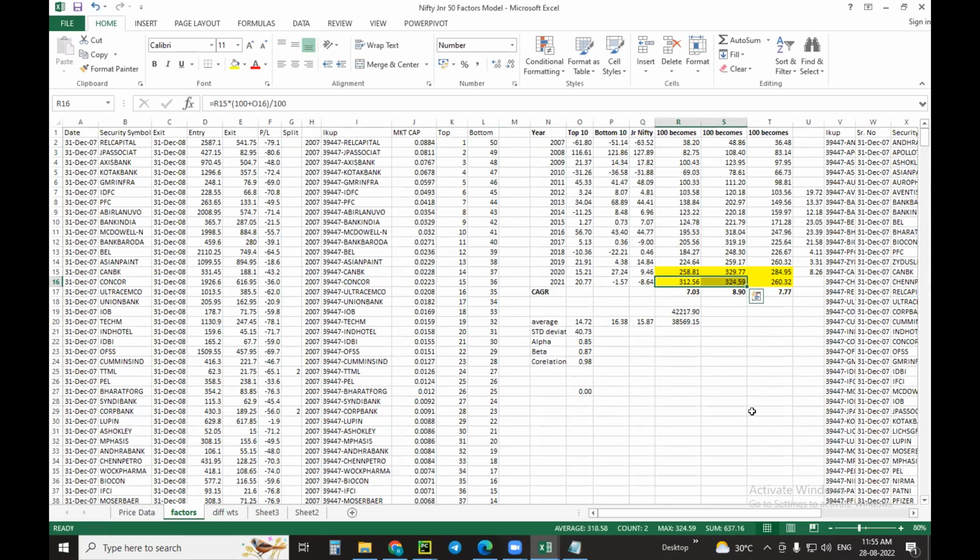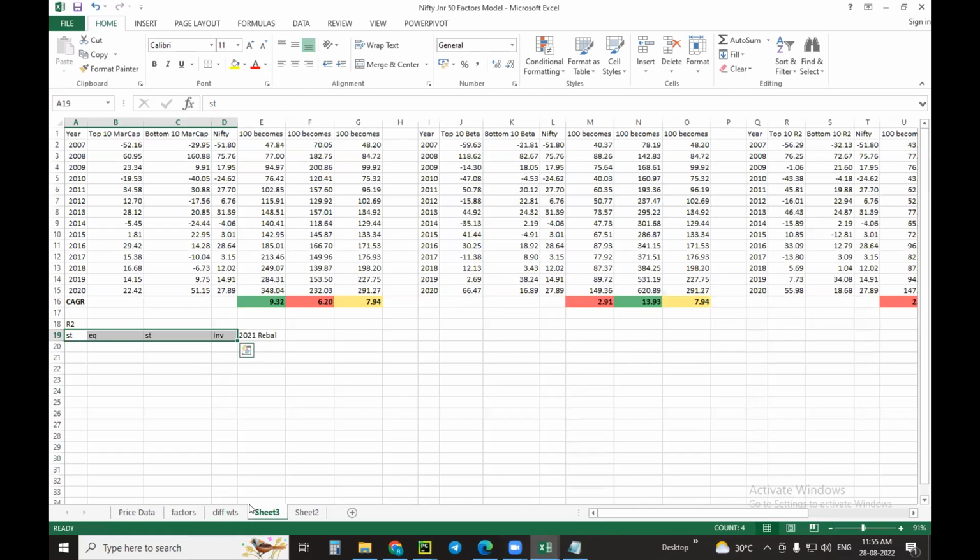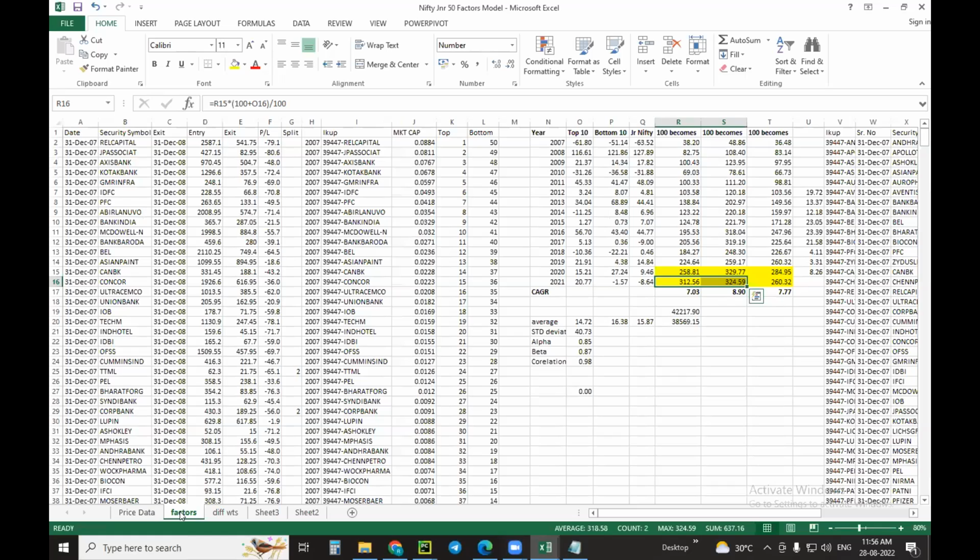Now what you do is you have to maintain in the sheet 3, just check what it is. Something like this. So just update Junior Nifty and you note it down. That you can do later. Now come to factors. Change it to market cap is 8, then beta. Beta will be 9.